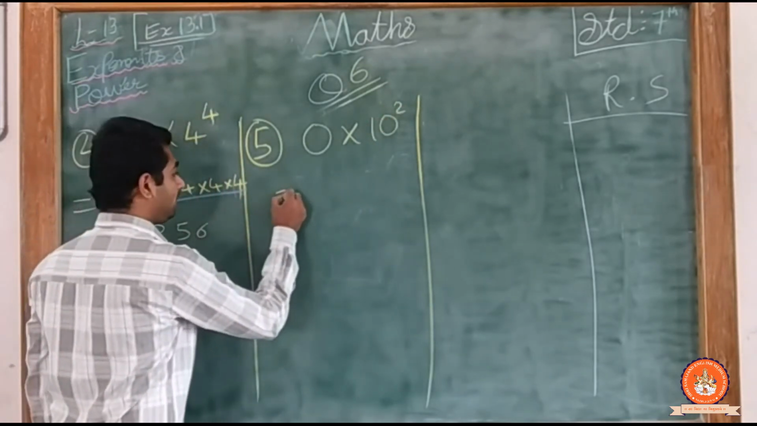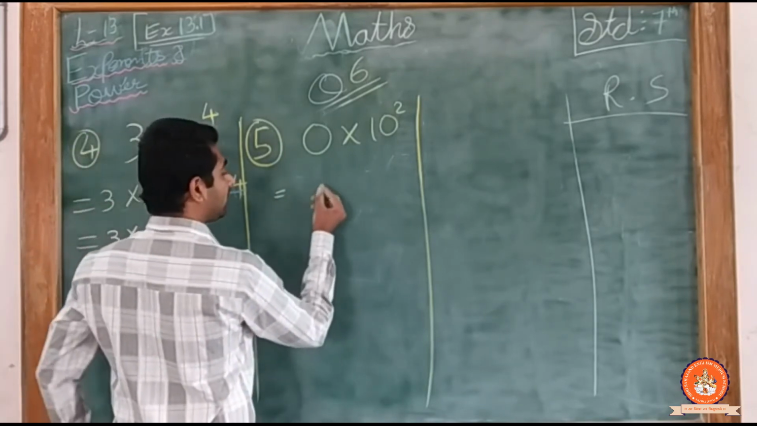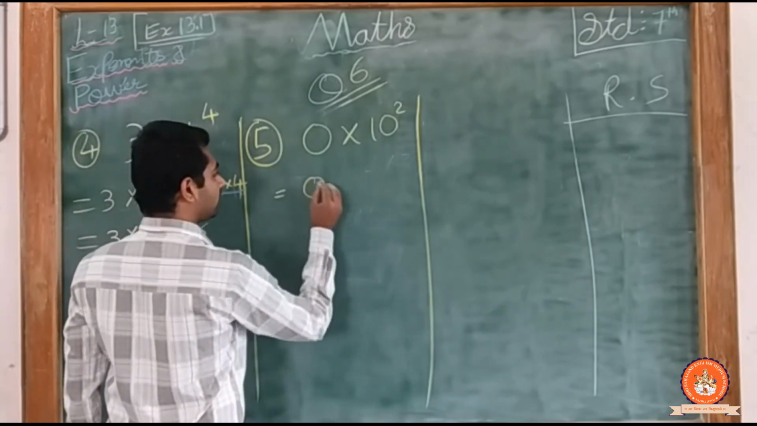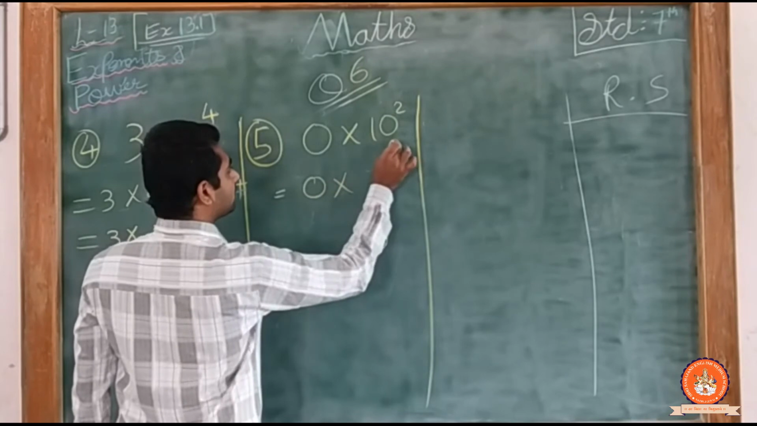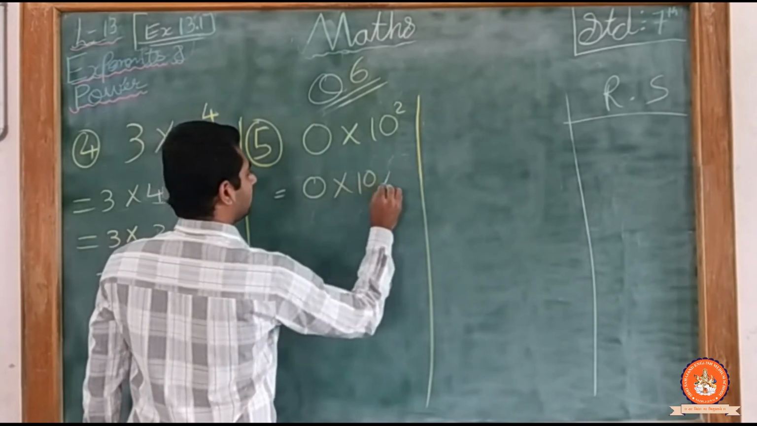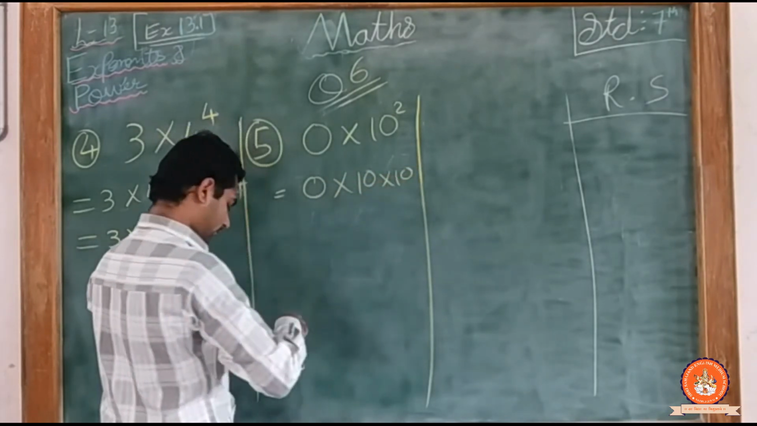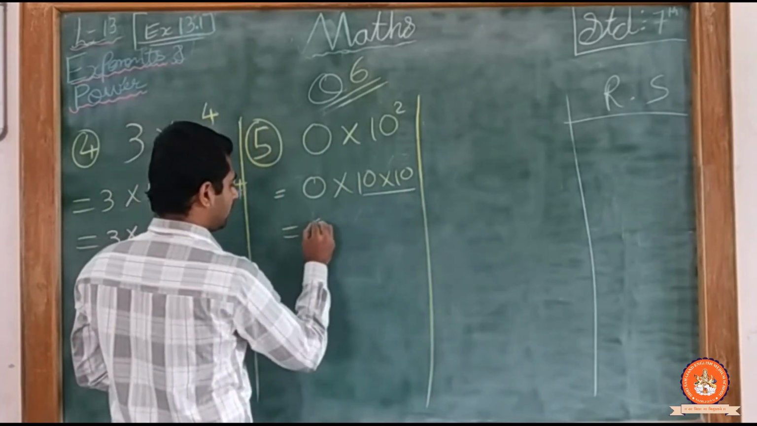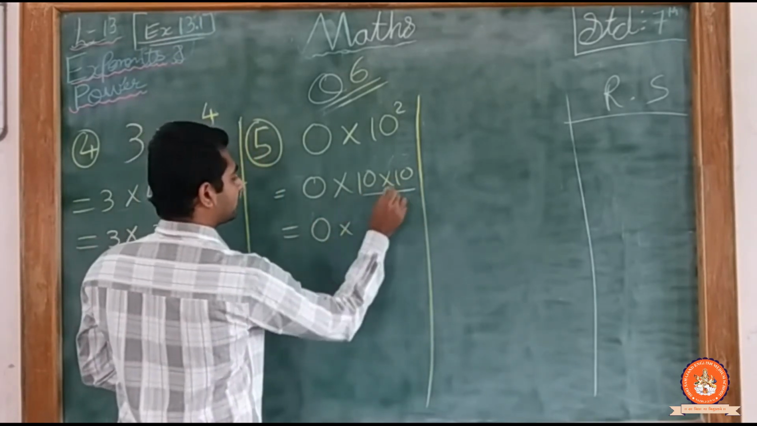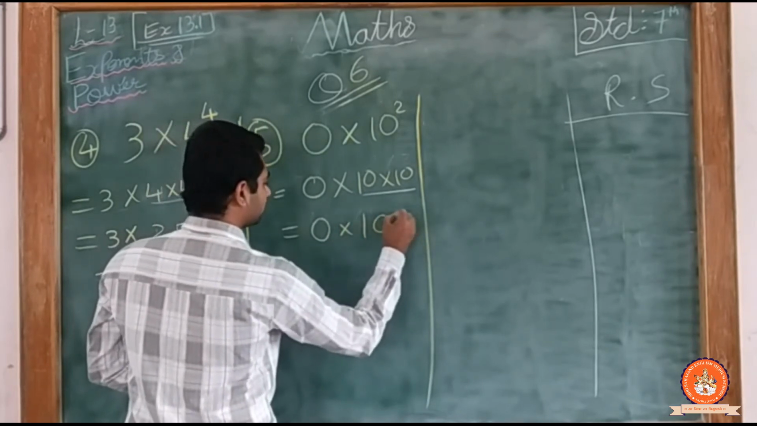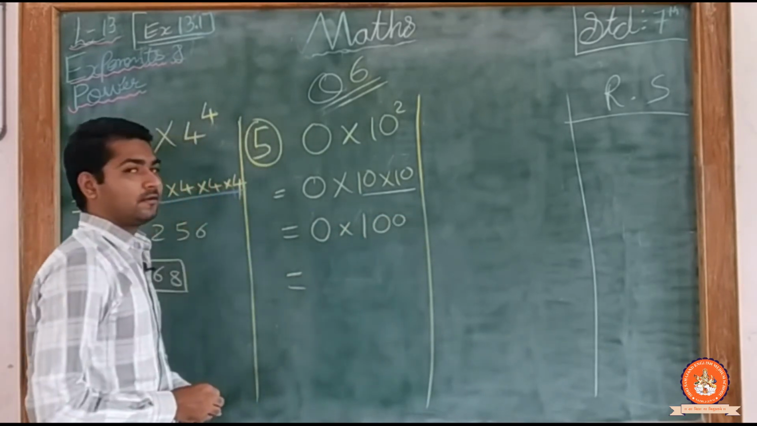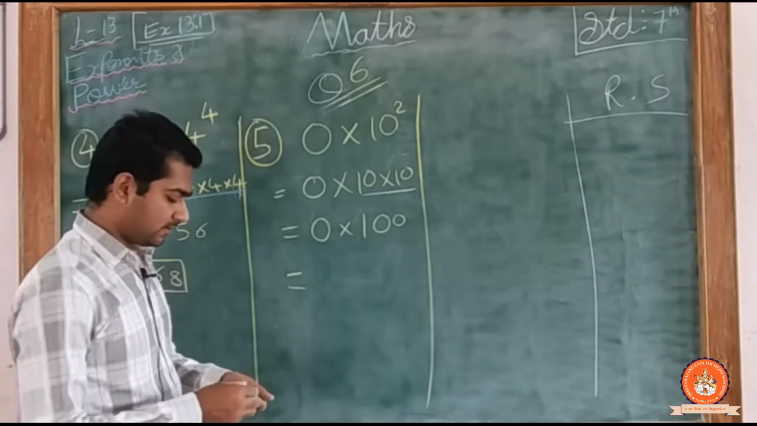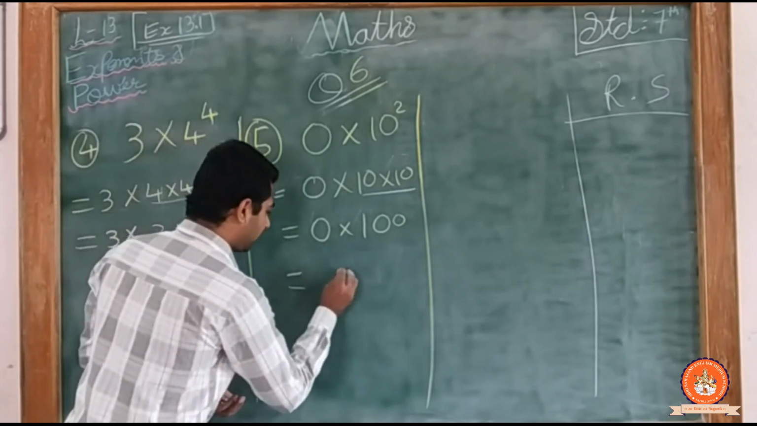It is very important sum that will ask in your exam. 0 multiply by how many times 10 I have? 2 times 10s. Clear? Now 0 multiply by 10 tens are 100. So 0 multiply by 100, that means 0 only.